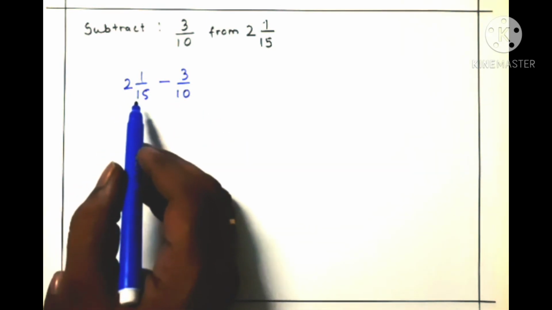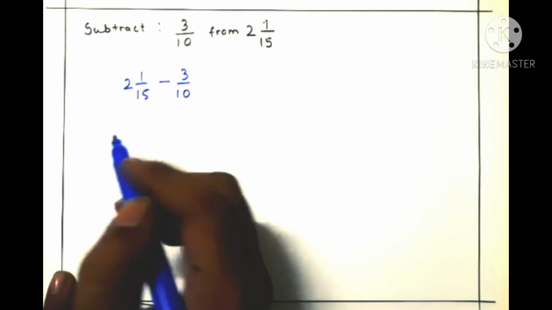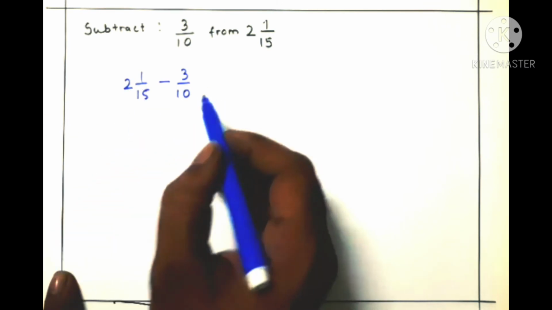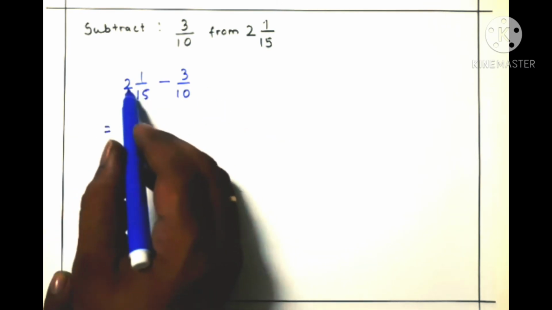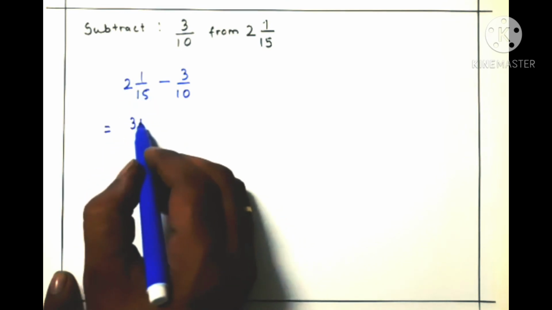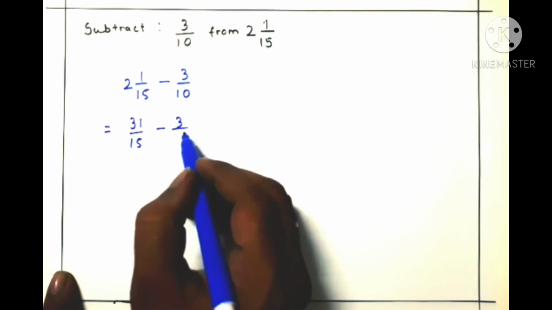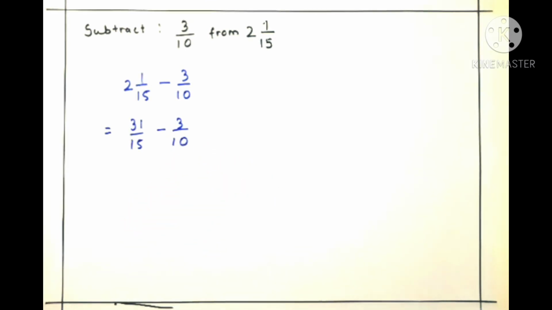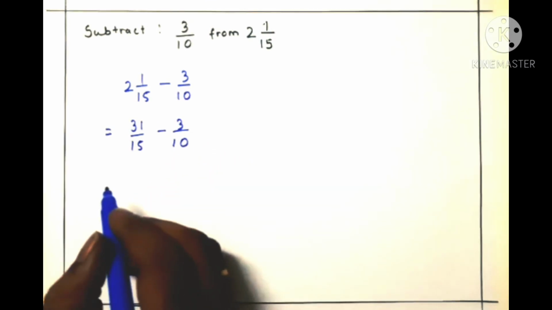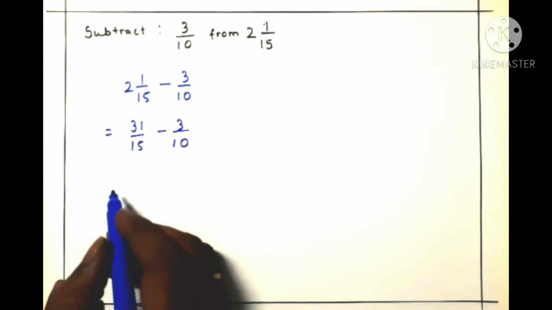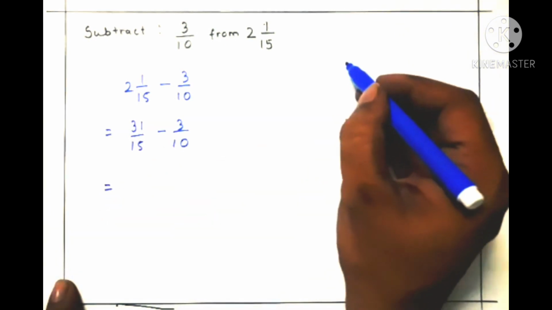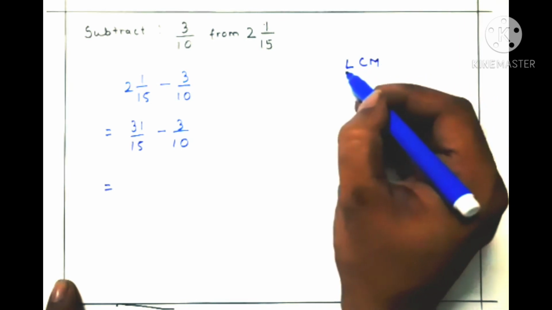Now as we have a mixed fraction, we always convert it into an improper fraction and then solve. So we get 15 2s are 30, 30 plus 1, 31 by 15 minus 3 by 10. Now as we can see here, the denominators are not equal, so we will make them equal to the LCM.